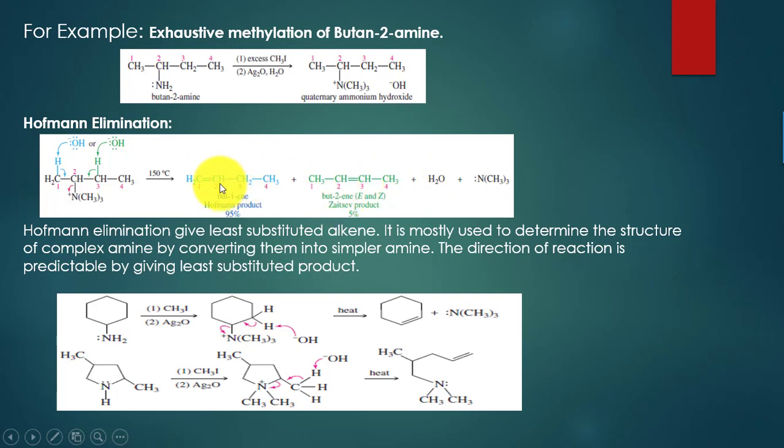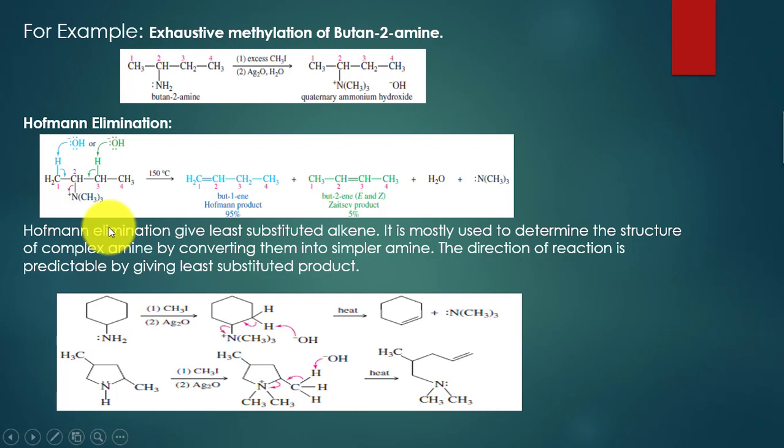As you know, here two products are being formed, one in which the carbon-carbon double bond is least substituted and one in which it is more substituted. The product in which the carbon-carbon double bond is more substituted is the Zaitsev product, and the one in which the carbon-carbon double bond is less substituted is the Hofmann product, and that is obtained in this case as the major product.